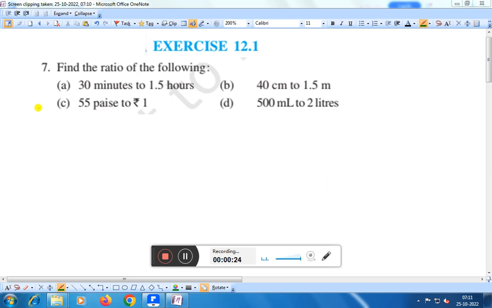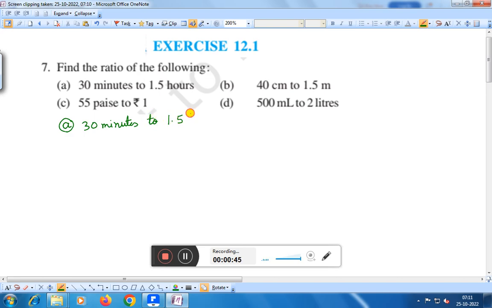Let us find the ratio of A. Question number A is 30 minutes to 1.5 hours. Now here you see the units are different. Here the unit is minute and here the unit is hour. But to find the ratio you have to convert it into the same unit, right? That means you have to convert hours into minutes.